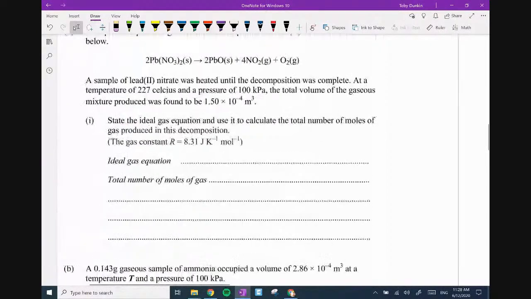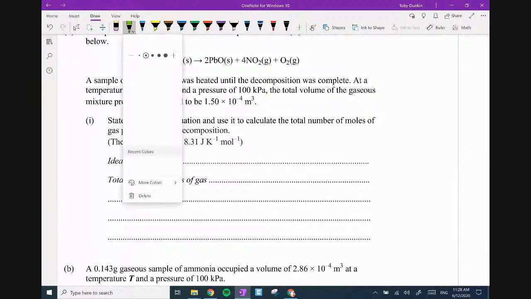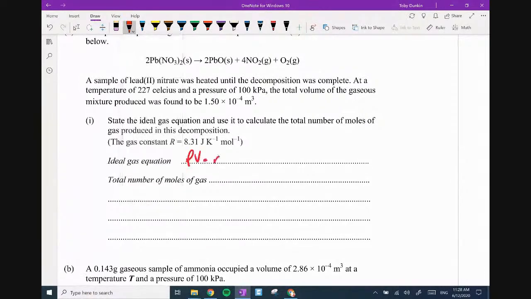Ideal gas equation. Again, I'm just going to rub it in. Hang on. Put it in red. I like it being in red. PV equals nRT. Just got to learn that, Ansh.